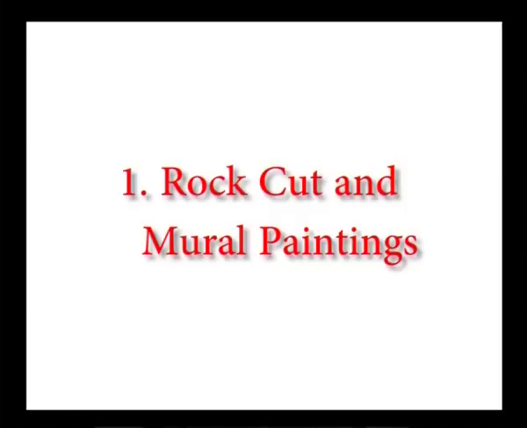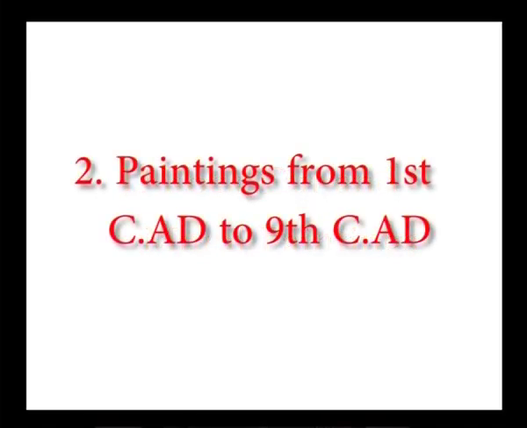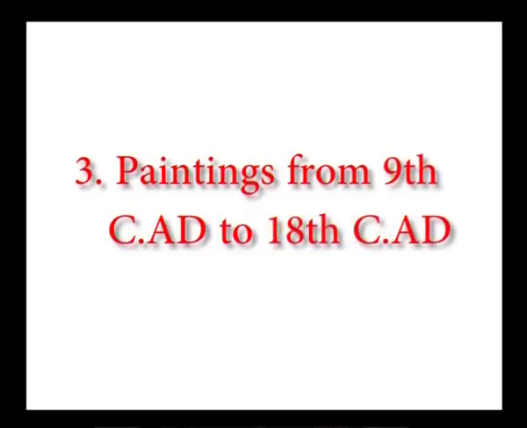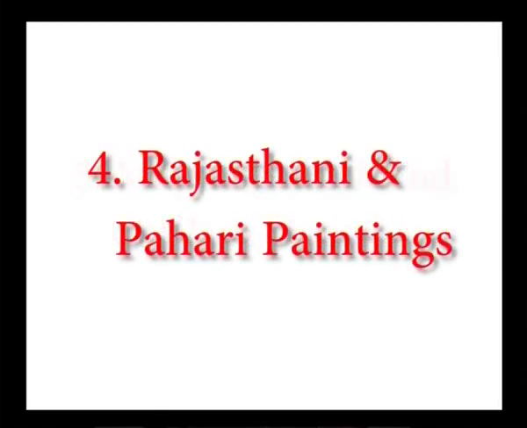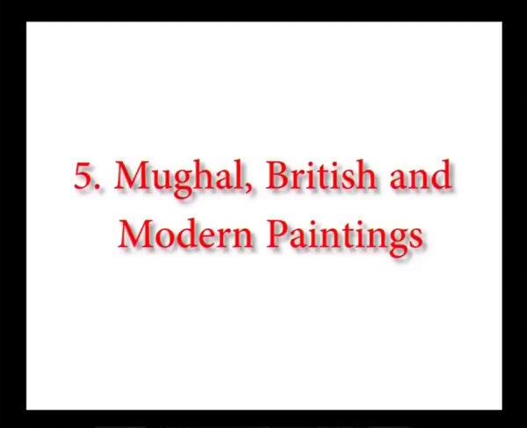The main objective of learning has been presented under 5 broad categories. They are as follows: rock cut and mural paintings, paintings from 1st century AD to 9th century AD, paintings from 9th century AD to 18th century AD, Rajasthani and Pahari paintings, Mughal, British and modern paintings.